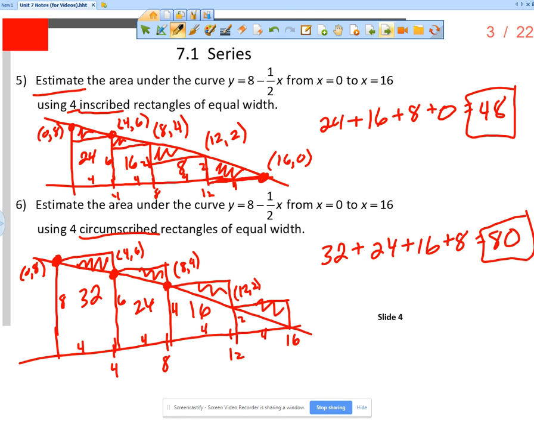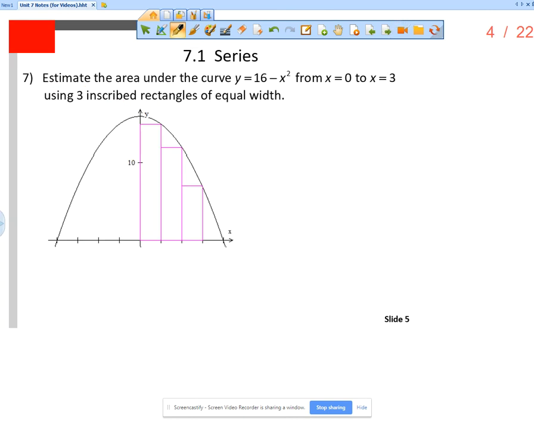So let's take a look at our next example, slide 5. It says estimate the area under the curve y equals 16 minus x squared from x equals 0 to x equals 3 using 3 inscribed rectangles of equal width. So I actually started it off. I already have a picture here, so go ahead and draw this picture. We're going from 0 to 3, so that means each one of these is just 1 unit wide. Nice and easy, 1 unit wide.